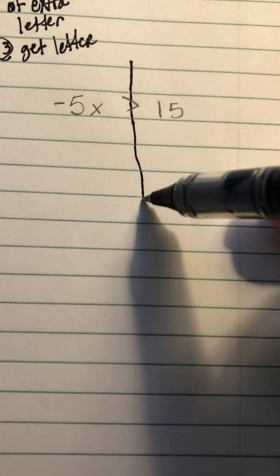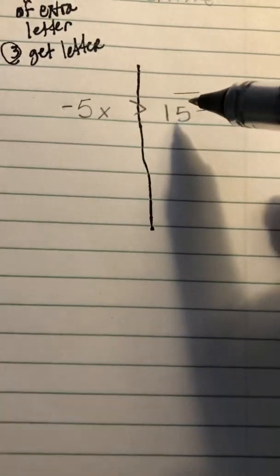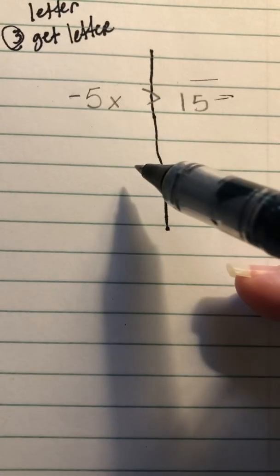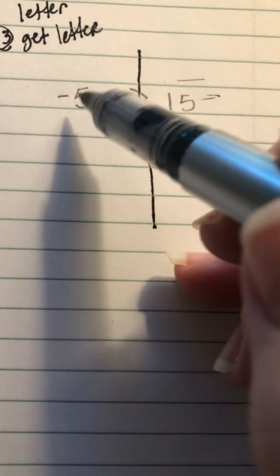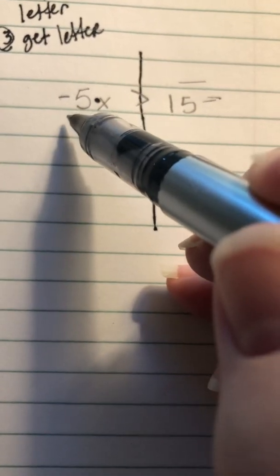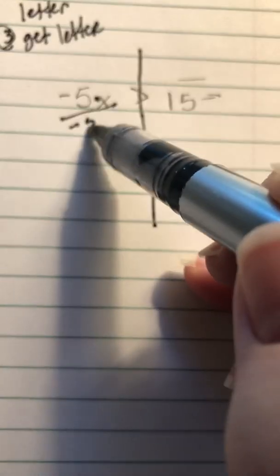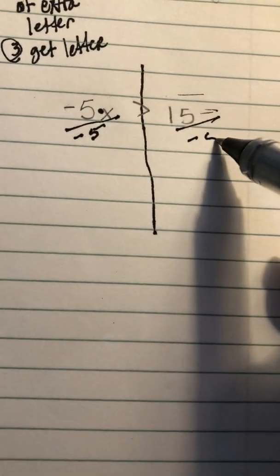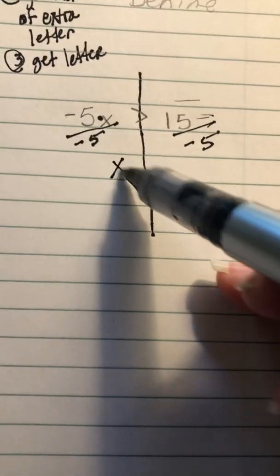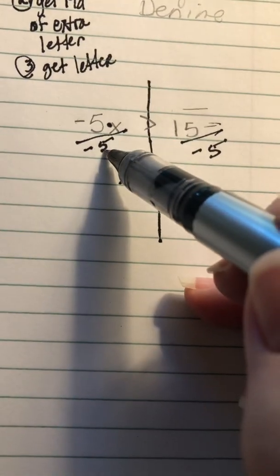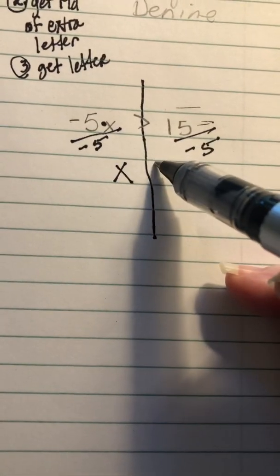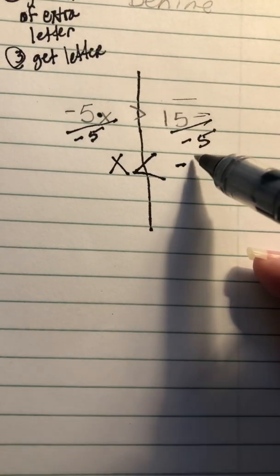You know, this separates the two sides of the problem. So I want x to be by itself, and so I got to get rid of the negative 5. And currently this is saying negative 5 times x, so to get rid of the negative 5, I'm going to divide by negative 5 on both sides. And so that gives me x. And then if you're dividing with a negative number, you have to flip the inequality. That's the only difference in solving these equations.